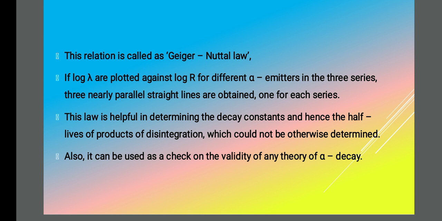So if you plot these two curves, log lambda against log R, we get three straight lines, one straight line for each series. So this law is very helpful in determining the decay constant and hence the half-life period of the product of disintegration, which could not be found out by any other way. So this is very useful to check the validity of any theory for alpha decay.